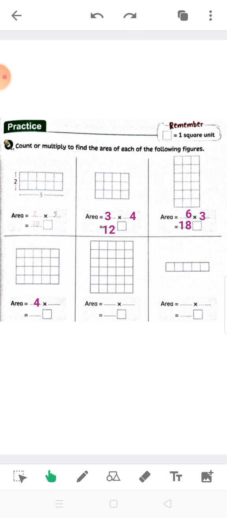One more time. In the next figure, this is 1, 2, 3, 4. 4 rows. And how many columns? 1, 2, 3, 4, 5. I've got 5. 4 times 5 equals 20 square units. Okay? And the rest of the figures, you can do it by yourself.